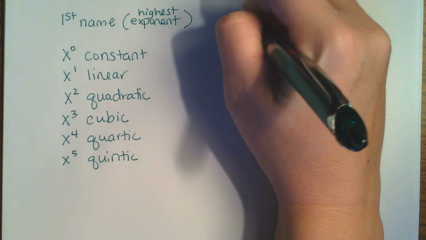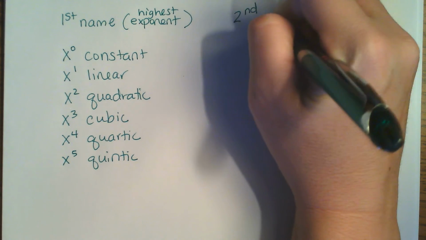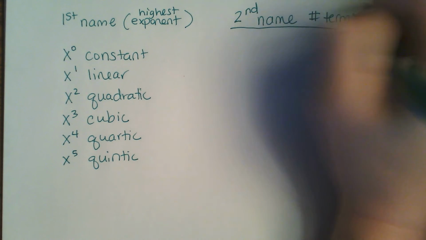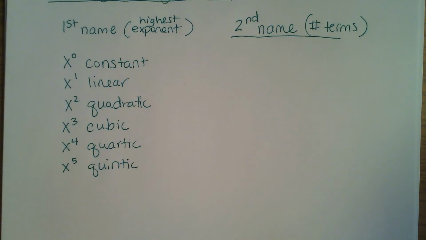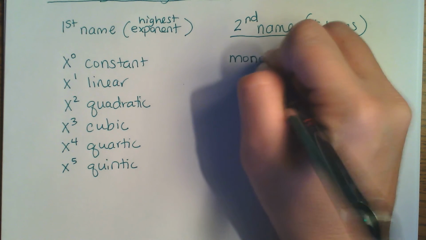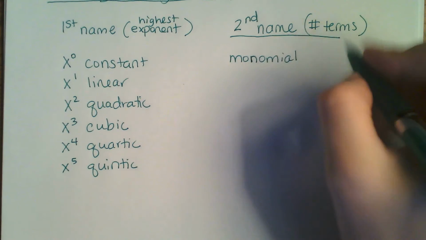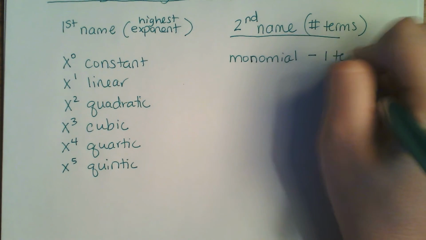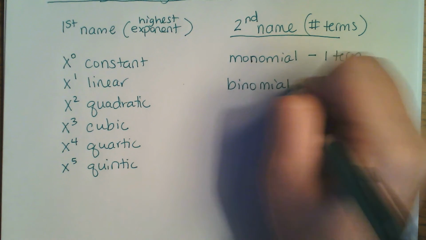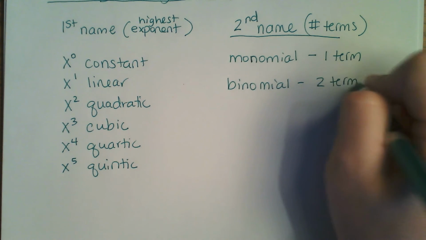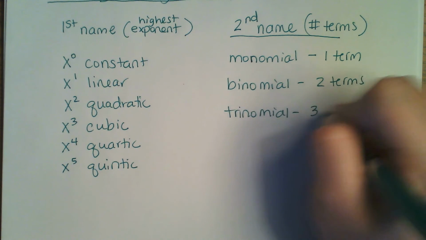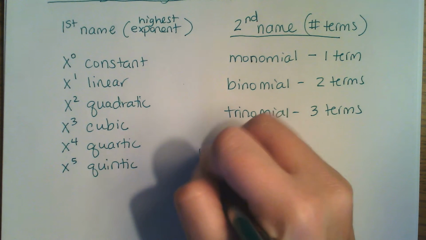Polynomials get a second name or last name based on the number of terms. It could be a monomial, a binomial, a trinomial, or a polynomial.